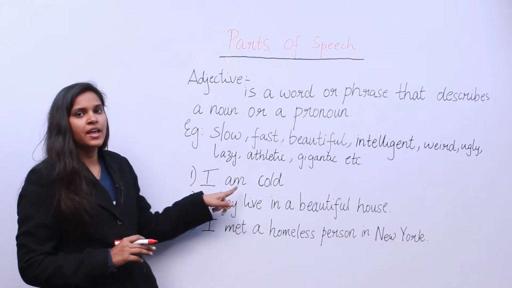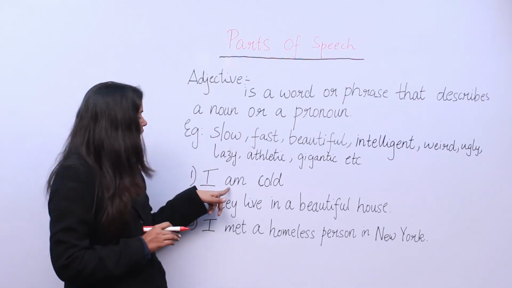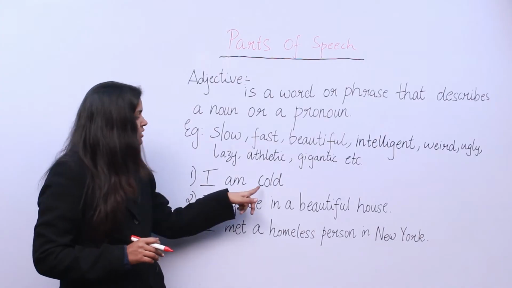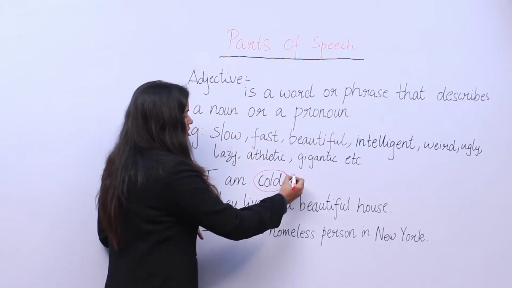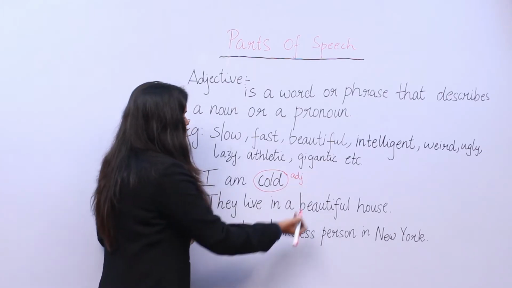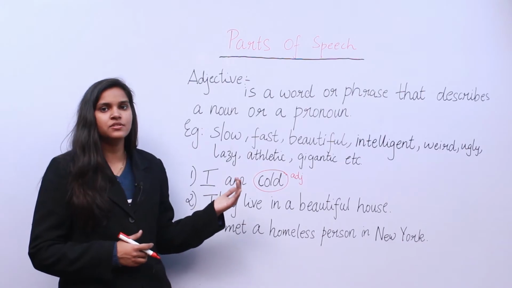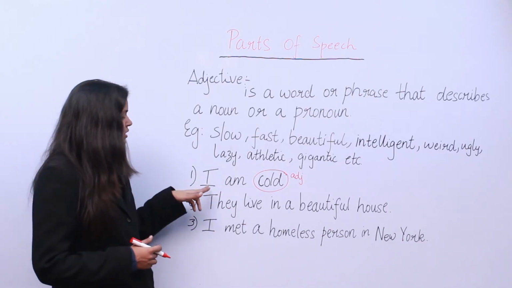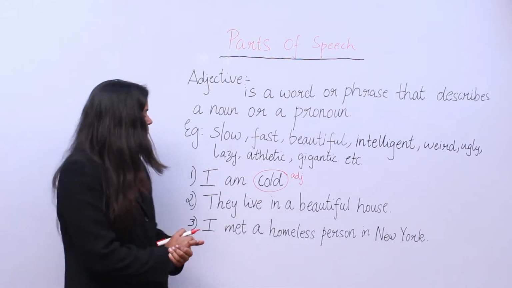First one is I am cold. Here I is my pronoun, am is my verb, and cold is my adjective because it modifies or rather gives additional information about the pronoun I. That is, I am cold.